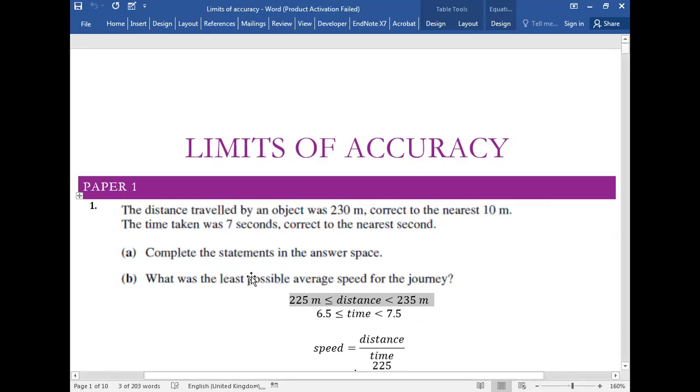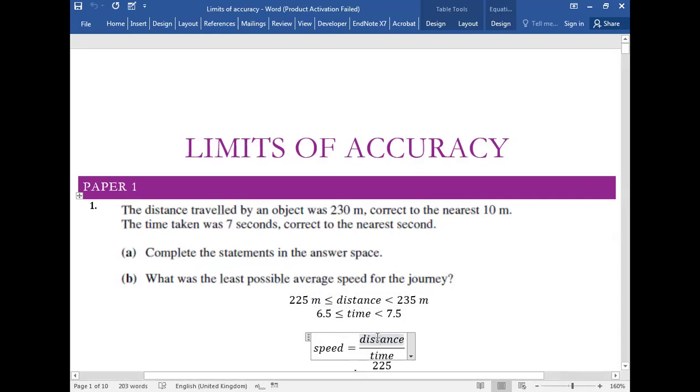Okay, now the next thing it is asking you: what was the least possible average speed for the journey? Whenever they ask you about speed, and nothing else is told, always remember, first you make the formula. Write the formula for speed. What will it be? Distance upon time. Now you decide what you need to use. You need to find the smallest value of speed. So what should we do with distance?